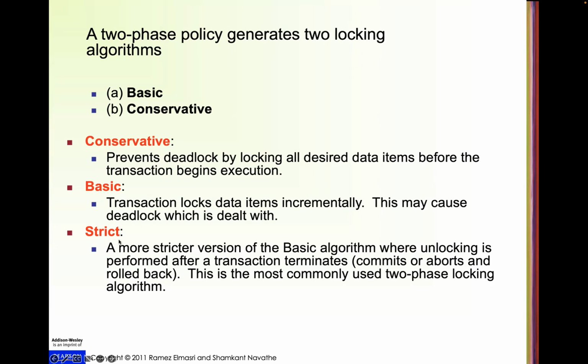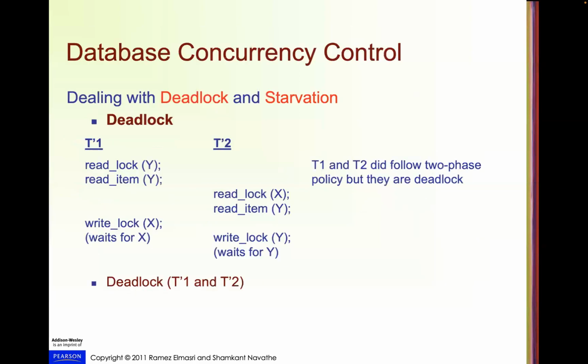The strict version is a stronger version of the basic lock, which says that unlocking is performed after the transaction is terminated, either successfully or by aborting. So the strict two-phase locking, strict 2PL, is the most commonly used one.